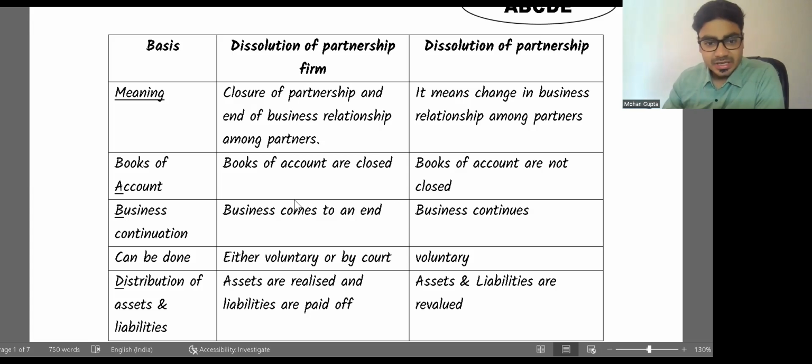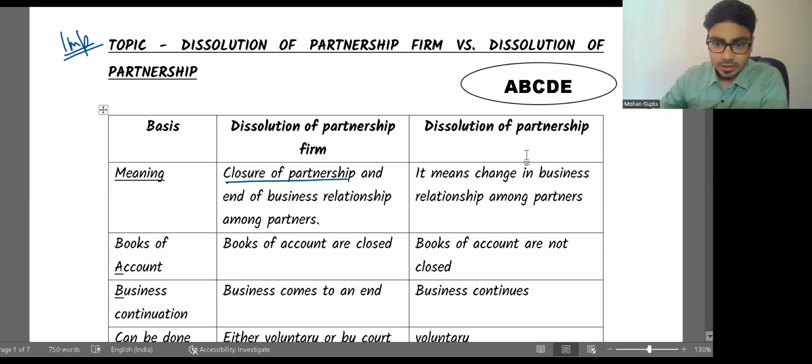So what is the meaning? Meaning is very simple. It is closure of partnership and end of business relationship. And on the right side, dissolution of partnership, it is change in business relationship.